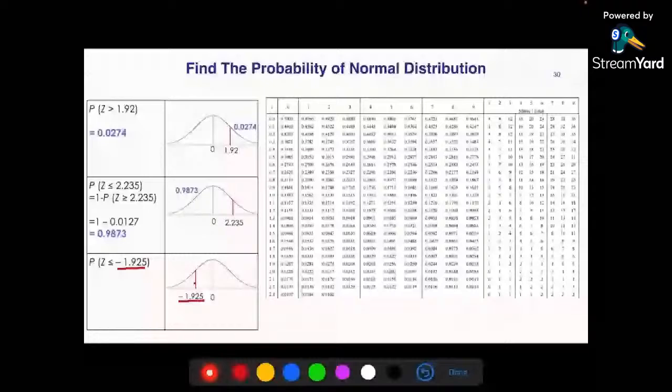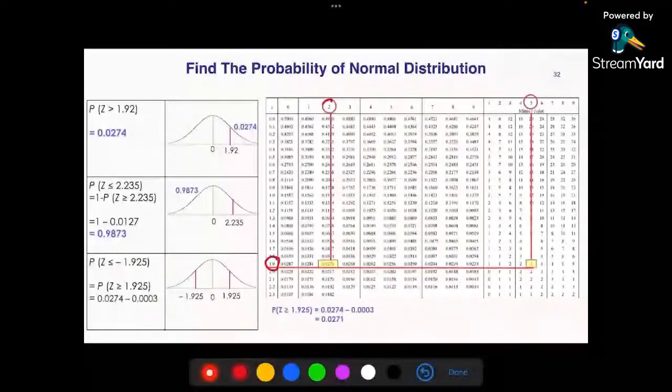So area dekat sini, less than ni, sama dengan area greater than here. So you can tulis sebagai P(Z greater than 1.925). You akan dapat kat sini 1.925. So baca 0.0274 tolak dengan 0.0003. Sini dengan sini, right? So you akan dapat 0.0271. So the answer is 0.0271. Area of both side tu sama je. Okay. Kita pergi to the next one.